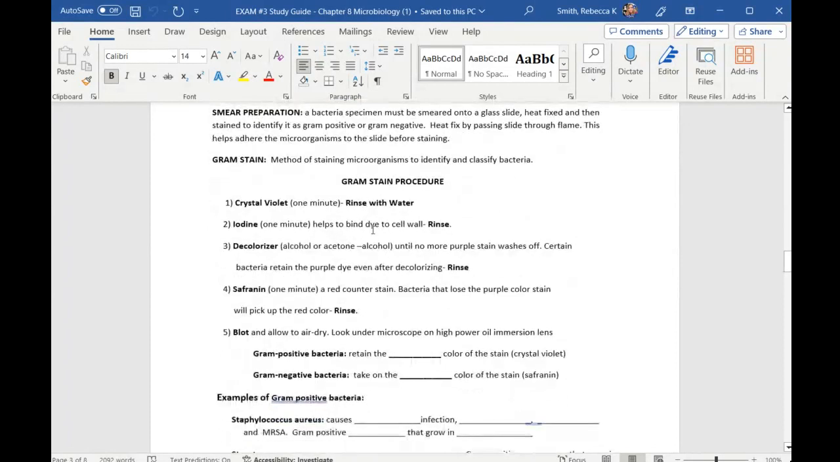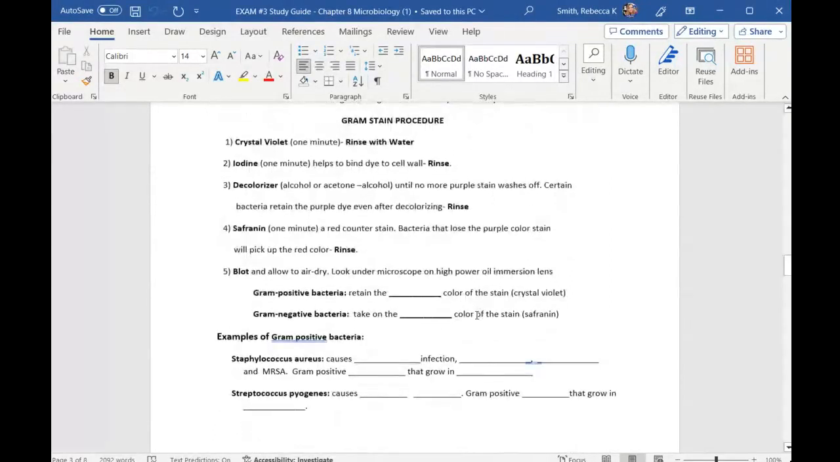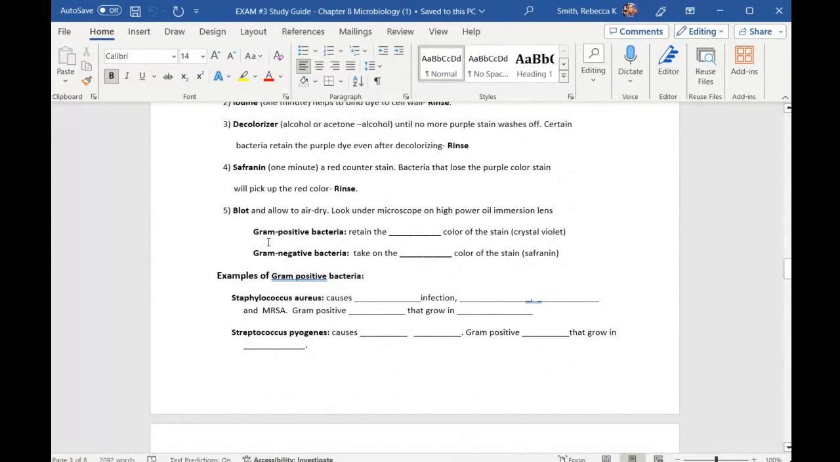All right, so gram stain, know the order. You're going to have a question that says, what is the order of the gram stain? And you have to pick A, B, C, or D, and they're all going to be out of order. So that will definitely be one question. Crystal violet, iodine, decolorize, or safranin. Okay, don't worry about the minutes and how long necessarily. Know that crystal violet stains the gram positives and safranin stains the gram negatives. So gram positive bacteria are purple and gram negative bacteria are red or pink.